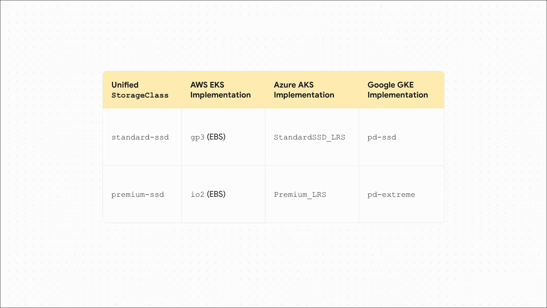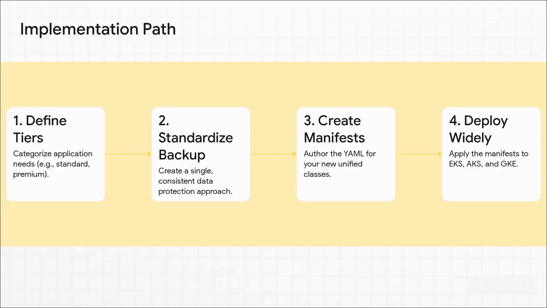It's really elegant. And the path to get there is actually pretty straightforward. First, you define your performance tiers. What do your apps actually need? Second, you take those chaotic backup policies and you standardize them into one single reliable approach. Third, you get in there and you write the Kubernetes YAML manifests for your new unified classes. And finally, you just deploy them across all your clusters, EKS, AKS, and GKE.